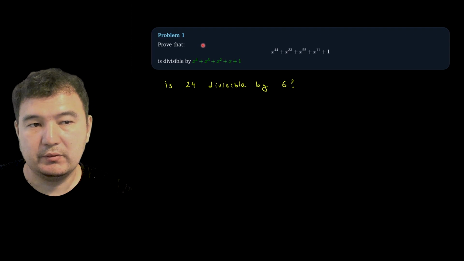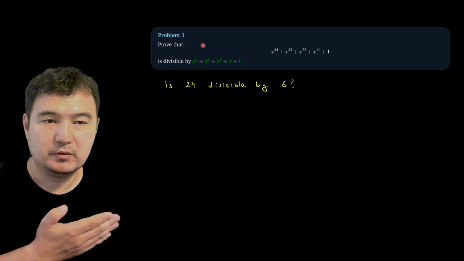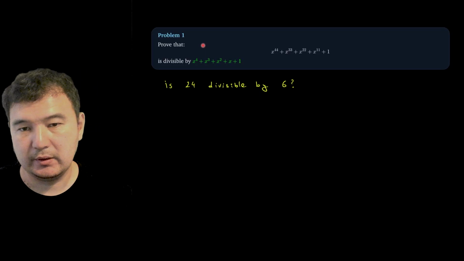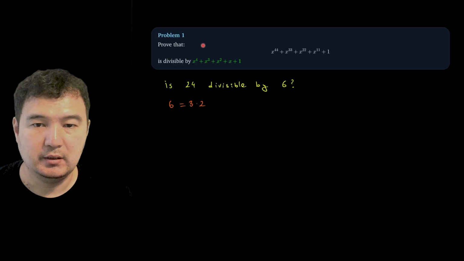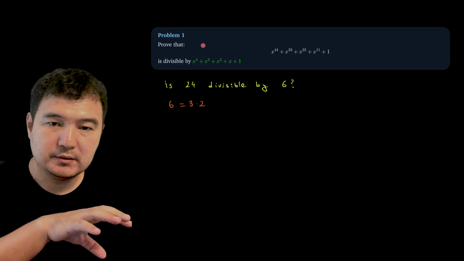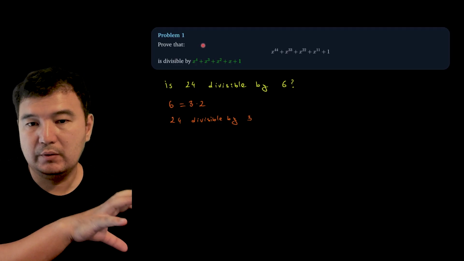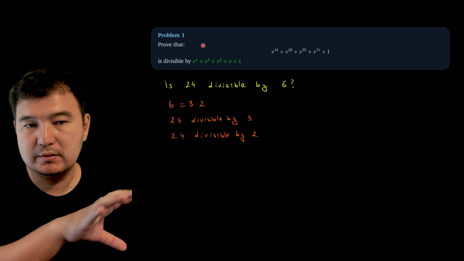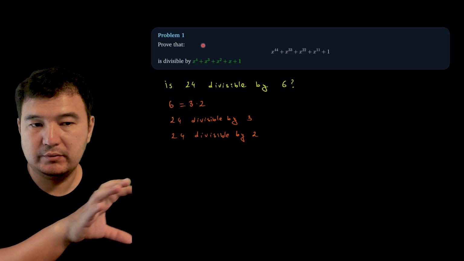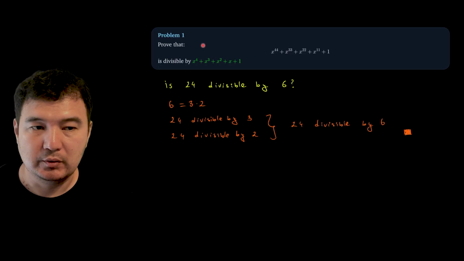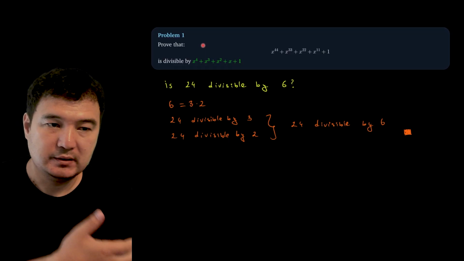Is 24 divisible by 6? You can divide straightforward, directly 24 by 6, but there is another way. Just for illustration, you can factorize 6, and if every factor is dividing 24, so 24 is divisible by 3, 24 is divisible by 2, then 24 is divisible by 6 as well.